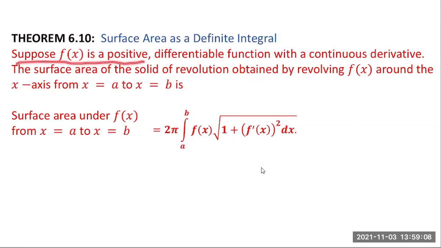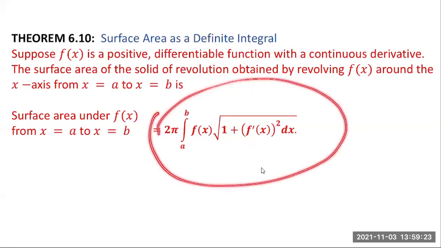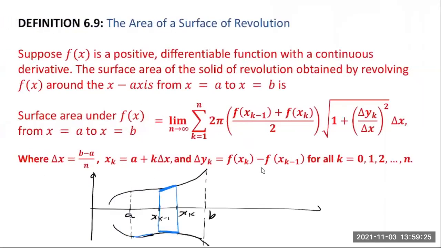Suppose f of x is a positive differentiable function with a continuous derivative. The surface area of the solid of revolution obtained by revolving f of x around the x-axis from x equals a to x equals b is given by this definite integral. That means this gives you a way to find the exact surface area of this surface.